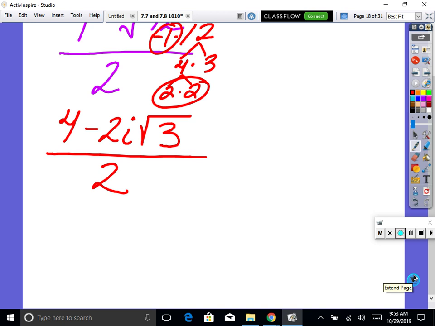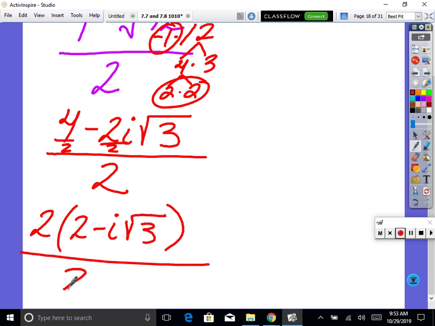On top, we can technically factor out a 2. Divide by 2, divide by 2. Left is 2 minus i root 3. And that was all over 2. So now our 2's divide out. Does that make sense? Or you can think of it as all 3 things divide by 2. Divide this by 2, it's a 1. Divide this by 2, it's a 2. Divide this by 2, it's a 1. Right? Same way of thinking. Different way of thinking, same idea.